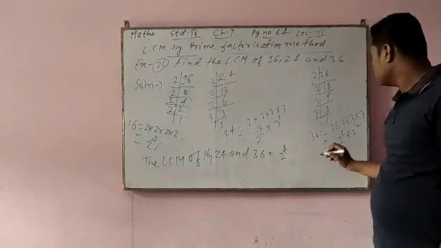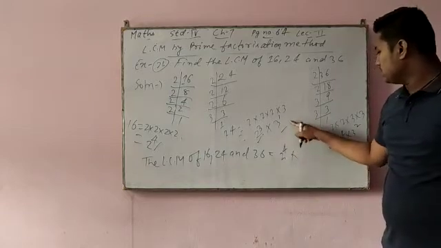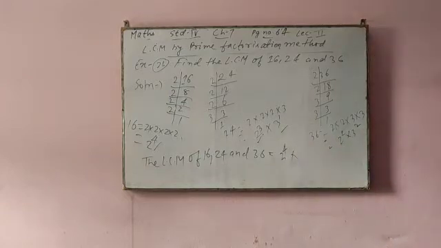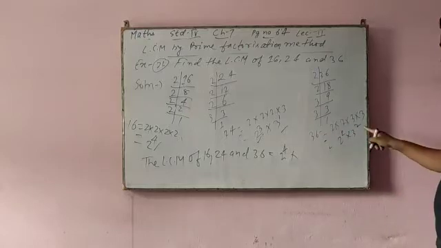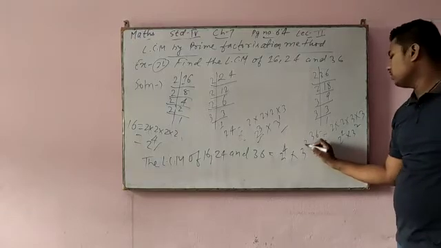Now come to this number. Here 3 to the power 1 is there, here 3 to the power 2 is there. So in both 3 is there, but I told you always take the number whose power is more. Here the power is 2, so take 3 to the power 2.